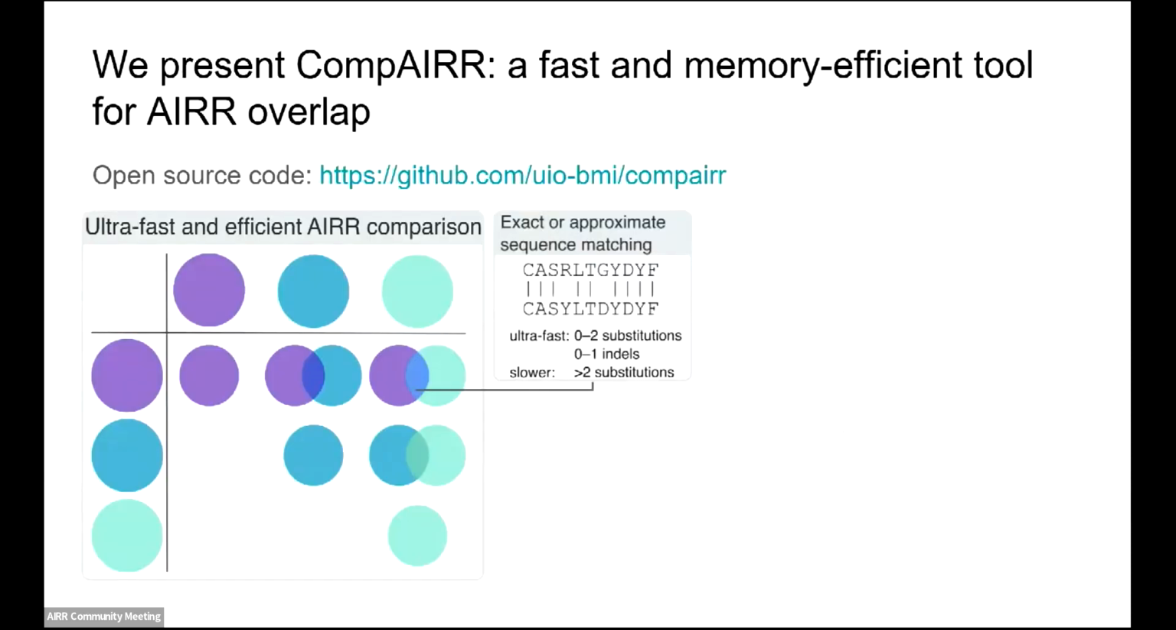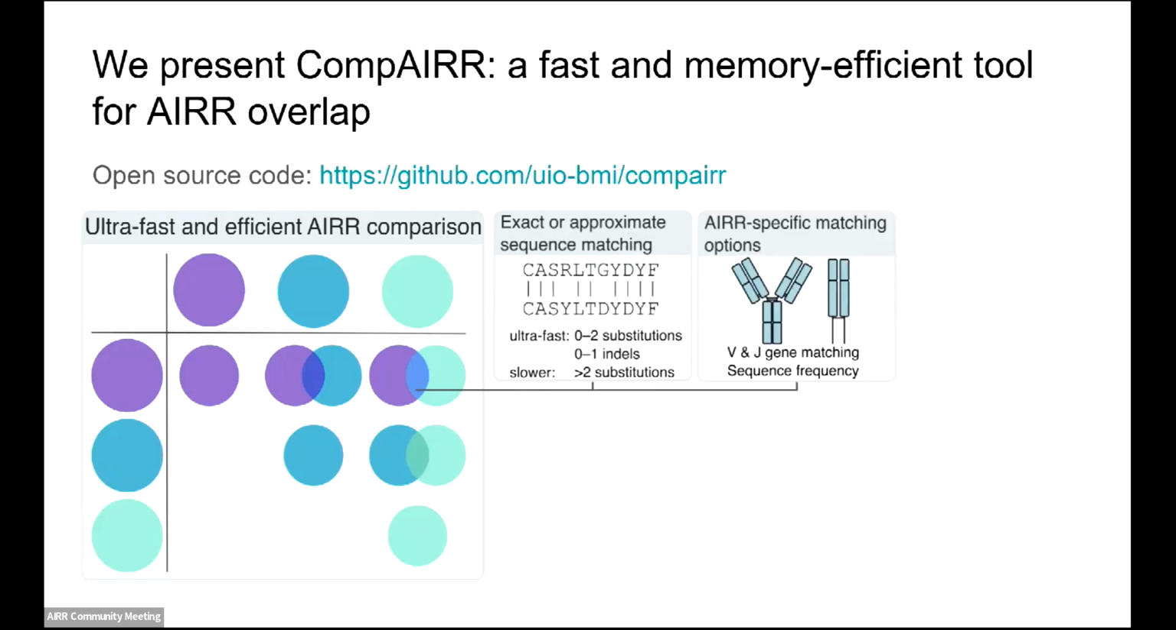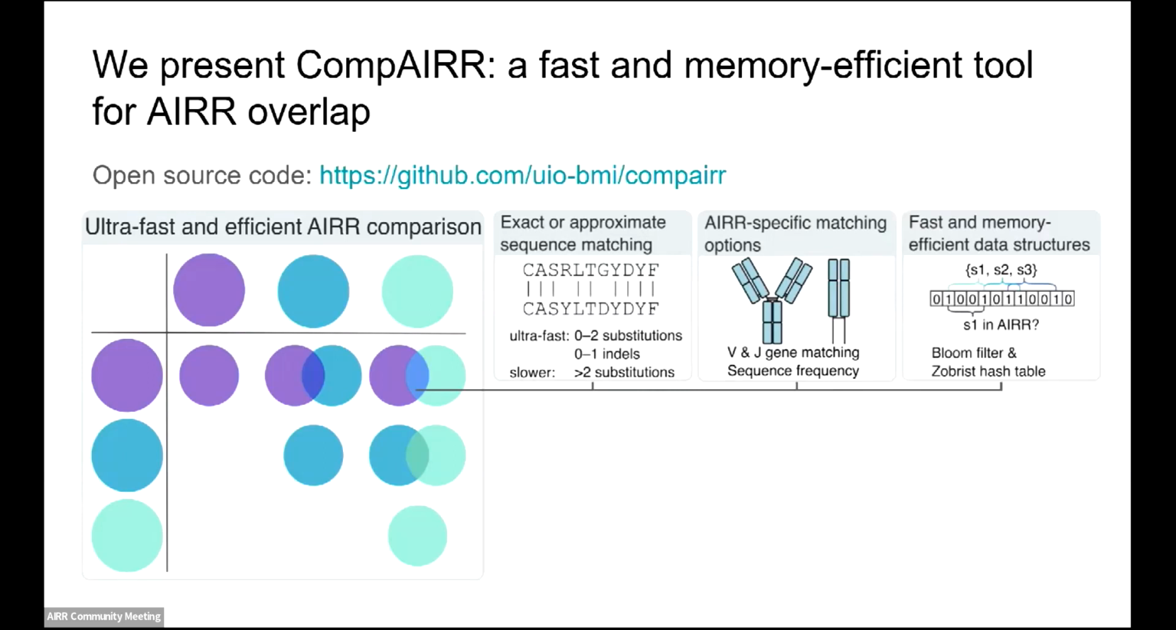So therefore, we created CompAIRR, a fast and memory efficient tool for AIRR overlap. As I said, CompAIRR can work either with exact sequence matches or allow a small number of substitutions or insertions and deletions. We can choose to include or exclude V and J gene information and sequence frequency information. And internally, we are using fast and memory efficient data structures such as Bloom filter and Zobrist hashing to speed up the lookup of matches across repertoires.